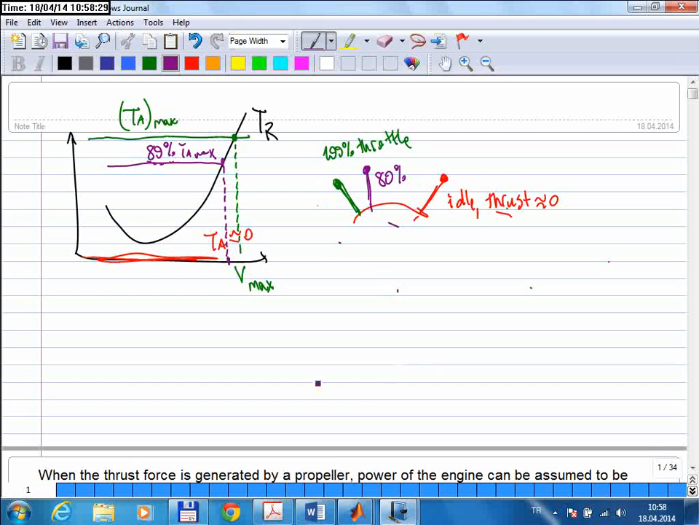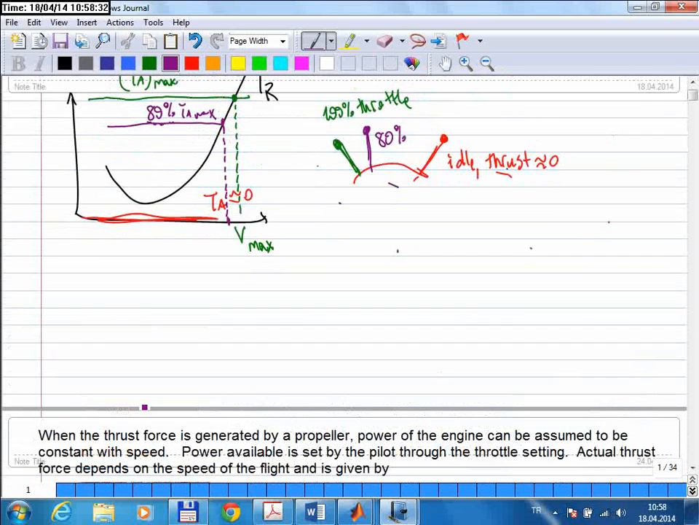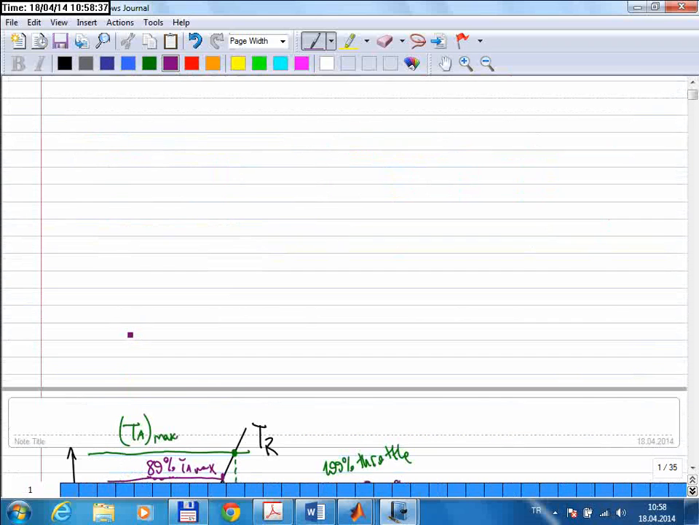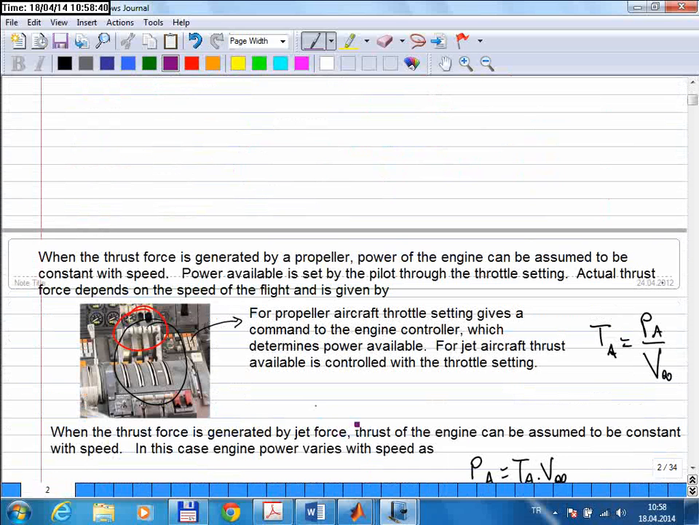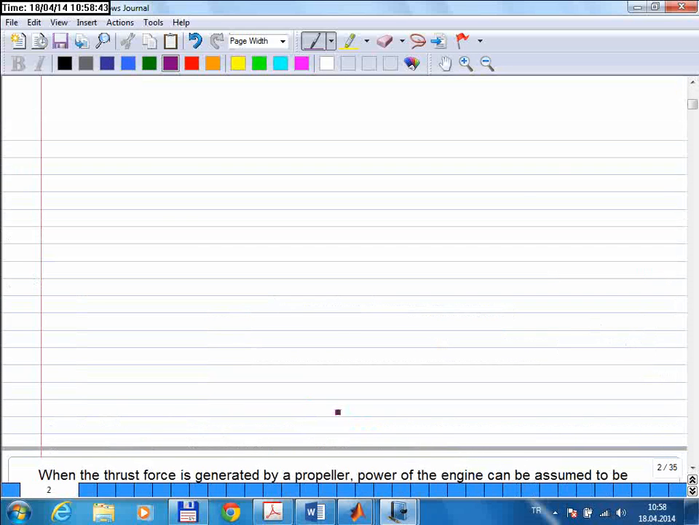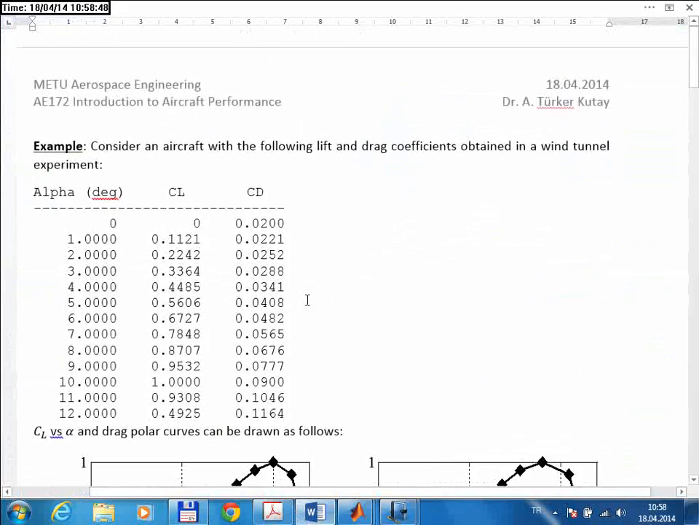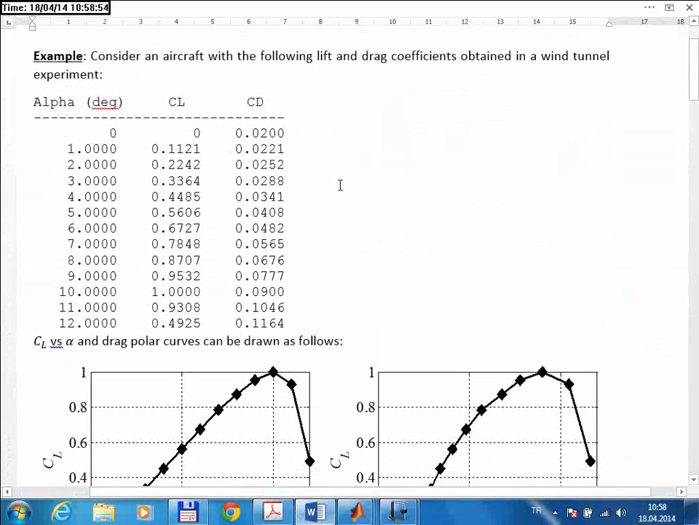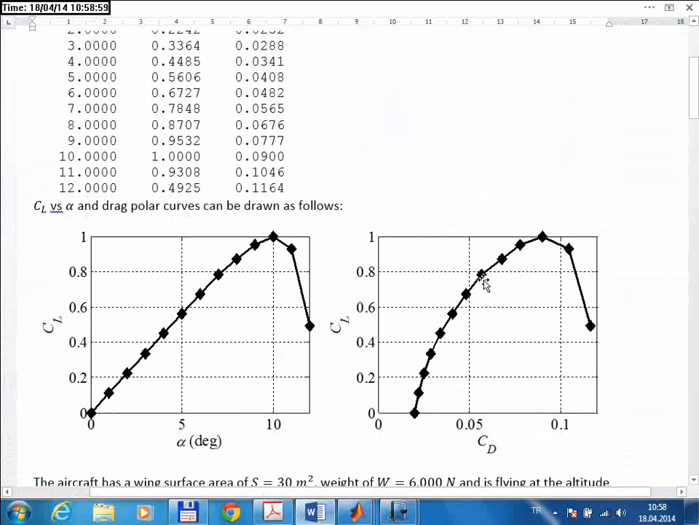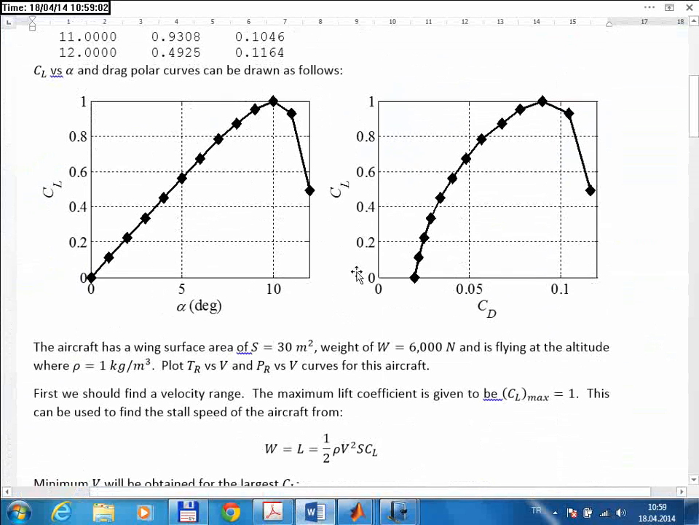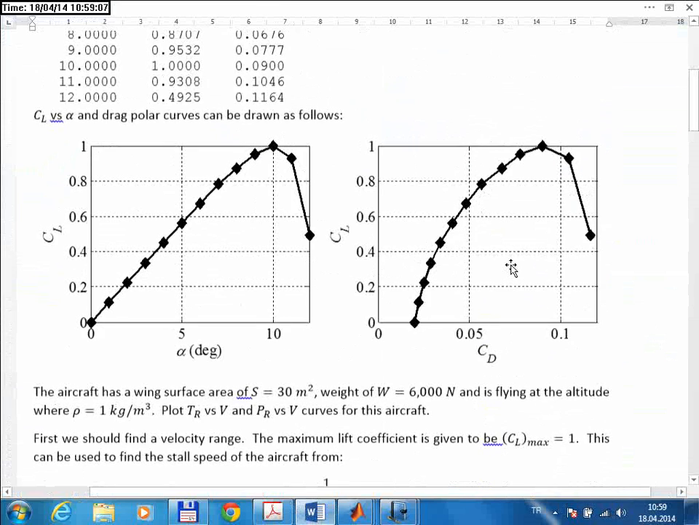Okay, so let me now come to this example that I want to show today. Okay, so I just made up this example last night. So this is not really for a real aircraft. I just made up these numbers for easy calculation. But they are pretty realistic, okay? So the numbers are not totally off. I chose the numbers to be as realistic as possible.